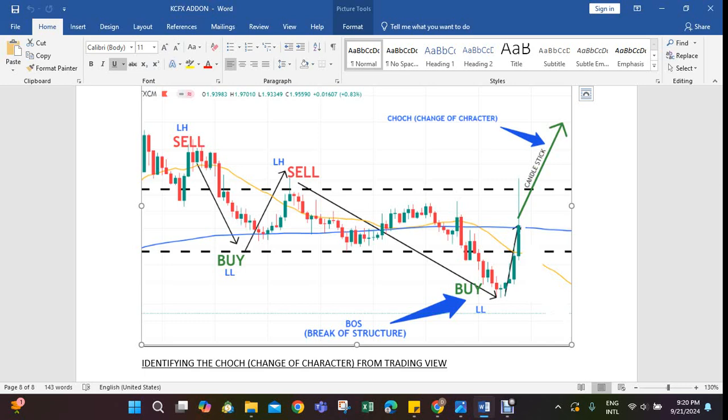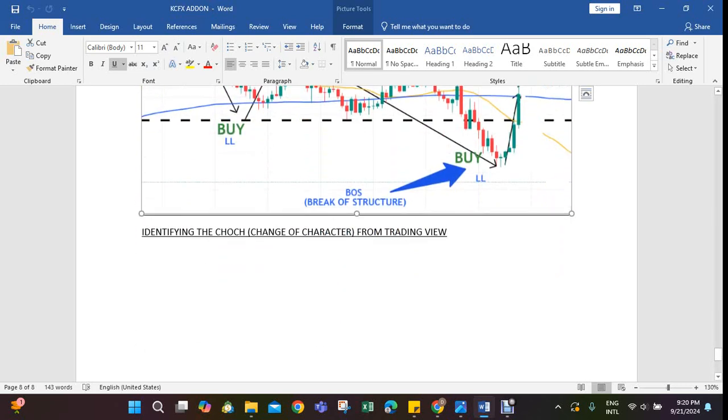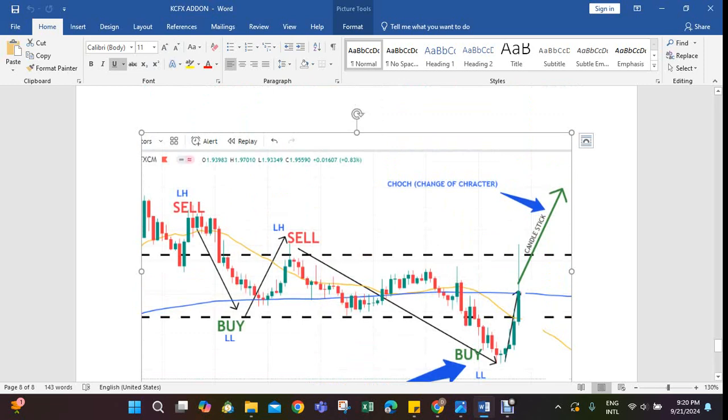Okay, I hope we are clear on that one. So now we understand break of structure and change of character. Now let's go to the third aspect of my trading, the technique I use in trading. I won't say it is the most important, but we just have to know this part. The most important part in my strategy is the formation of candlesticks.